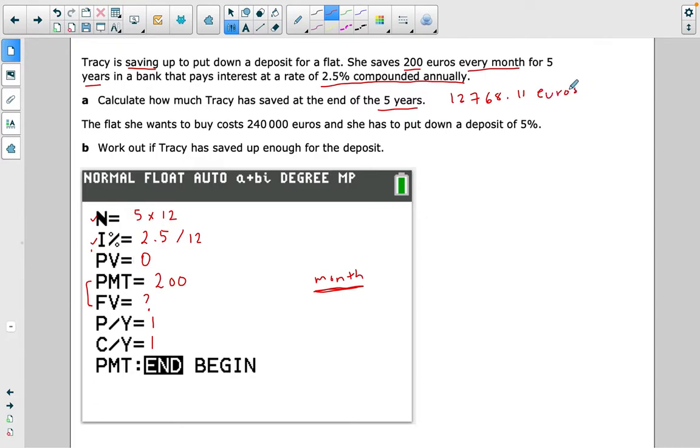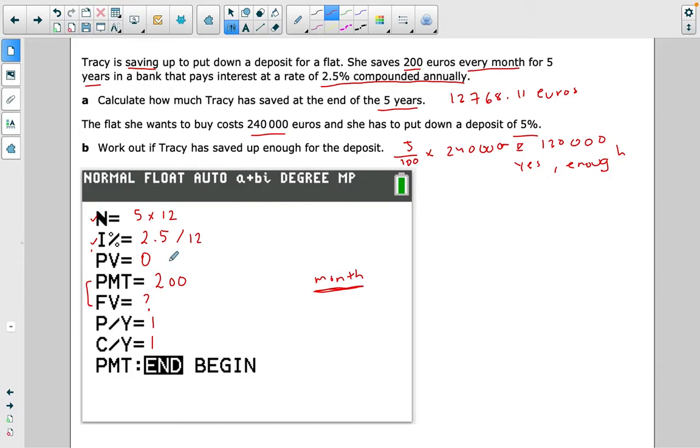Then the flat she wants to buy costs 240,000, and she has to put a deposit of 5%. Work out if she saved enough. So you need to work out the deposit: 5% of 240,000, and that's just going to be 5 over 100 times your amount, and it's simply 12,000. And your answer would be yes, she saved enough. I'm just going to shorten my answer, but you can say it's enough because she would have saved 768 above the required amount, so she would have saved enough.